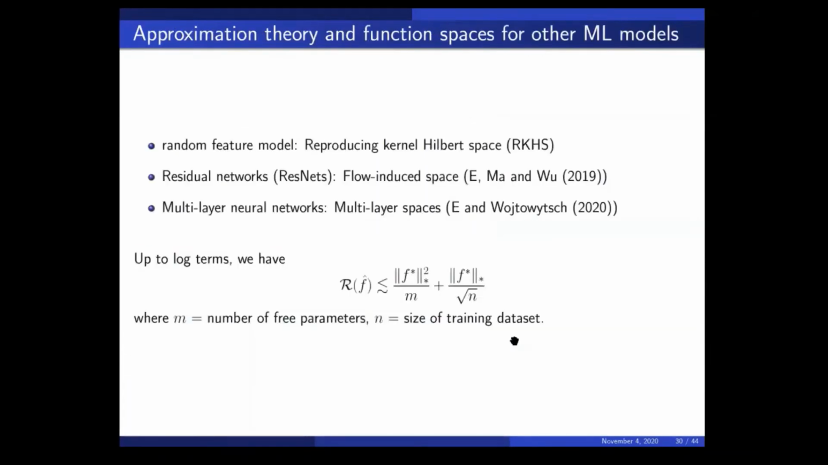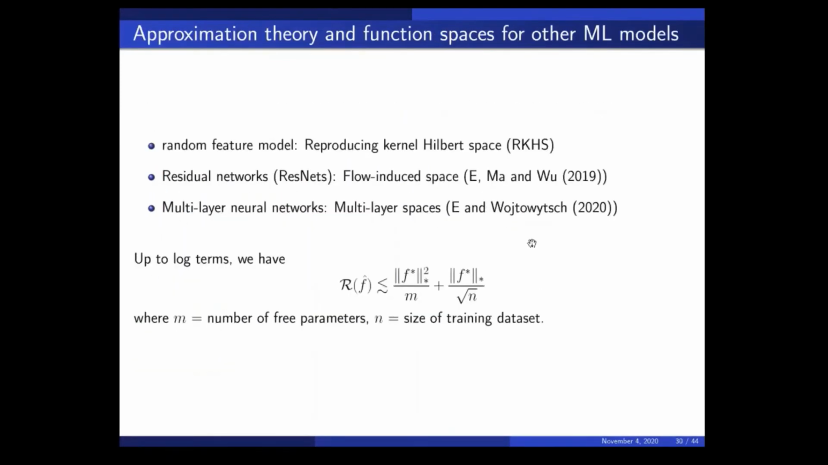Okay, so these kinds of results have been proved not just for two-layer neural networks. I was only discussing two-layer neural networks, but also for random feature models, residual neural networks, ResNets, and multi-layer neural network models. And the result is that we have this kind of error estimates up to logarithmic terms. Okay.